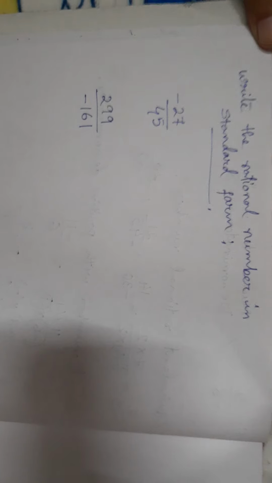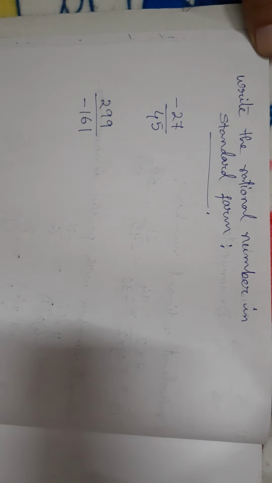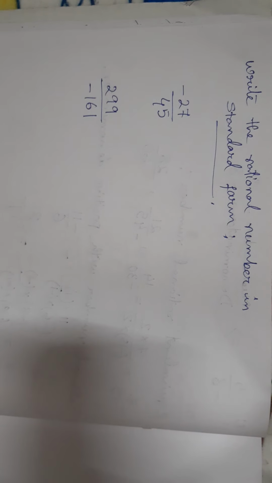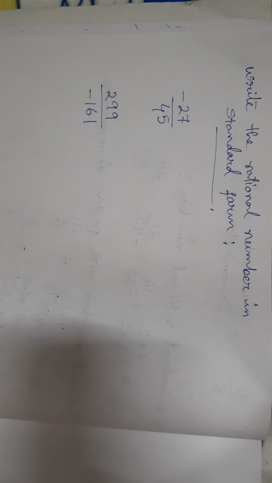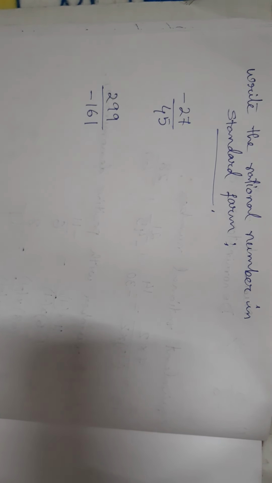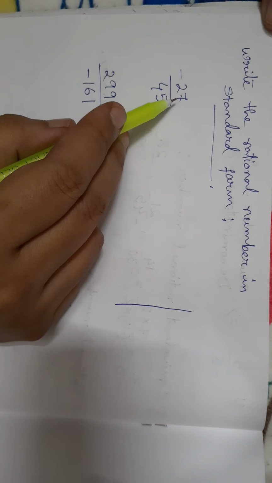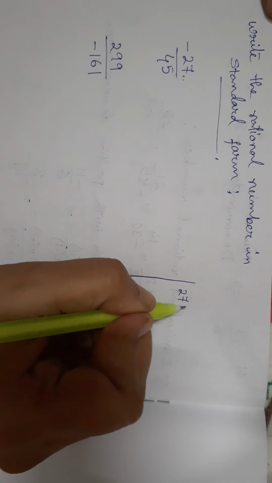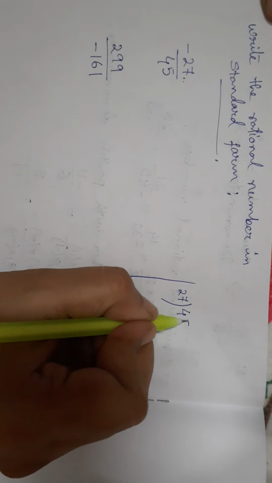Now the next question, write the rational number in standard form. So how to write the rational number in standard form? Here I am using two examples. First one is 27 by 45. Our first step will be to find the HCF of these two numbers, 27 and 45. To find the HCF, we are using the division process.